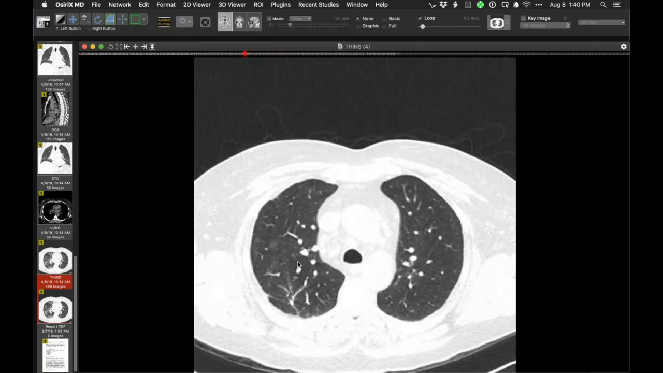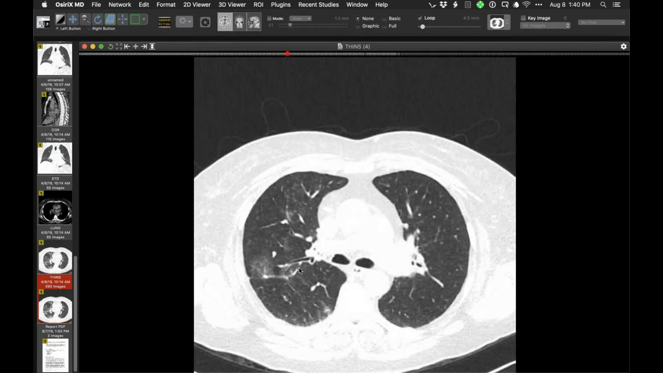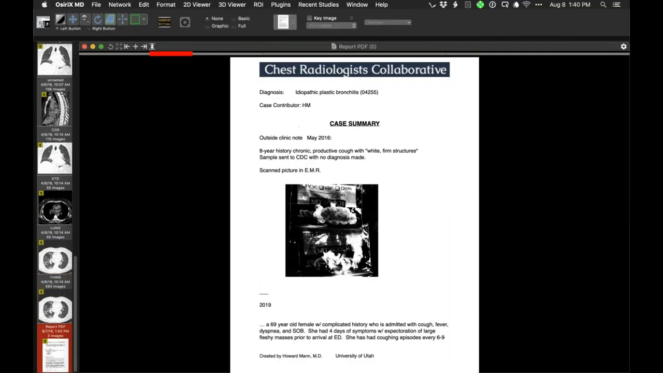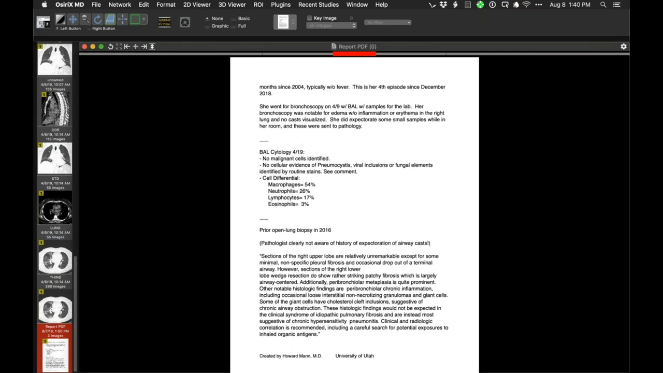You know, Howard, is it ever associated with, say, a mucin-producing bronchioalveolar cell carcinoma or low-grade adenocarcinoma? Could that be the cause of the protein that then gels in the airways and forms those casts?